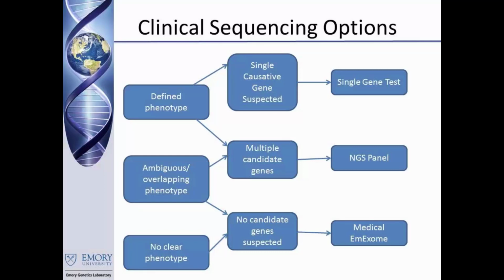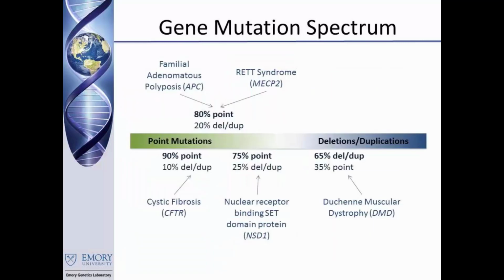In our case at Emory, we've been calling it the medical exome, or M-exome, and I'll talk about why we are calling it that and what work we have done towards it. But essentially the bottom line behind whether you're doing a gene panel, an exome, or a genome is knowing what the mutation spectrum of that gene actually is.